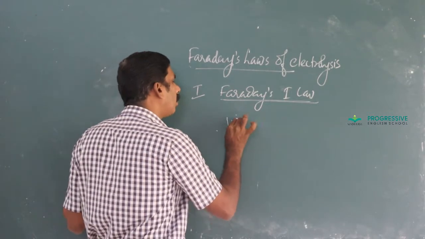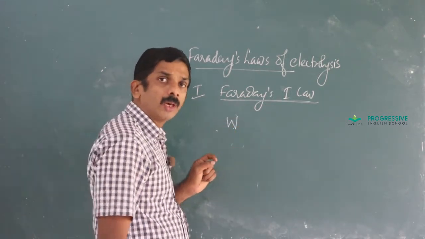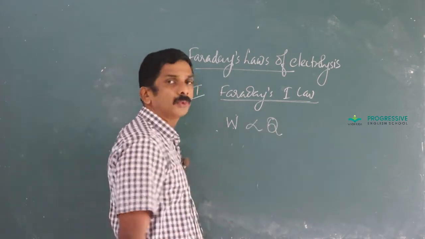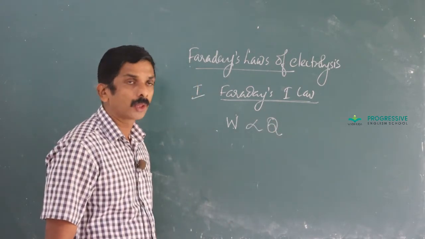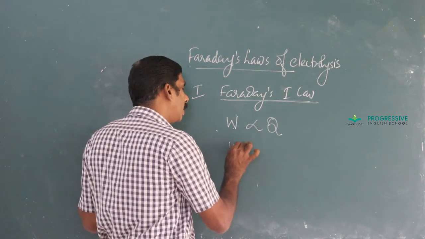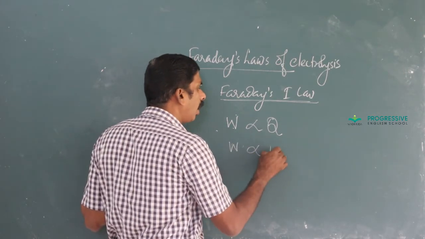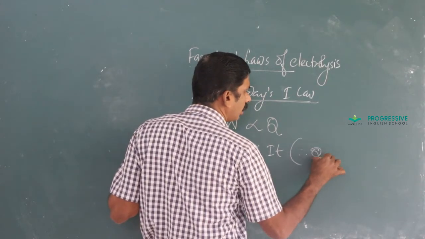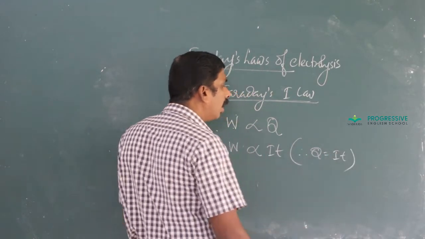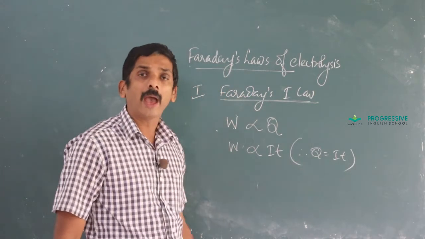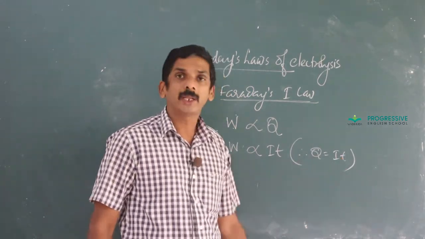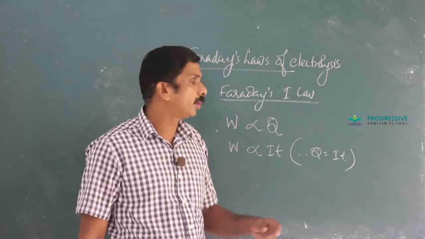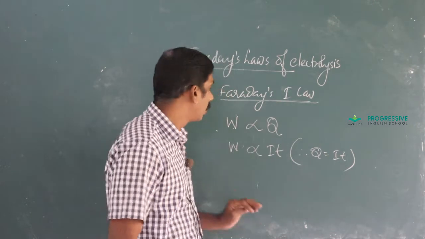If W gram of substance is deposited by the passage of Q coulombs of electricity, then W is proportional to I into T, where Q equals I into T. I is the current strength in ampere and T is the time in seconds. Suppose the time is provided in minutes, you have to convert it into seconds.